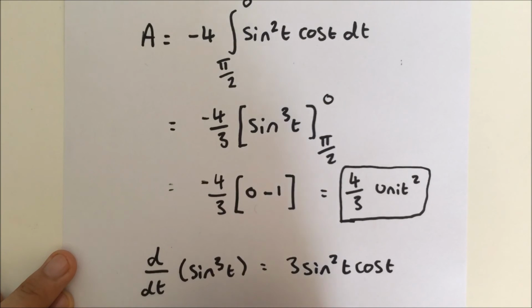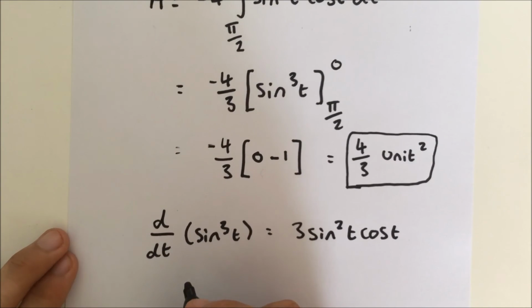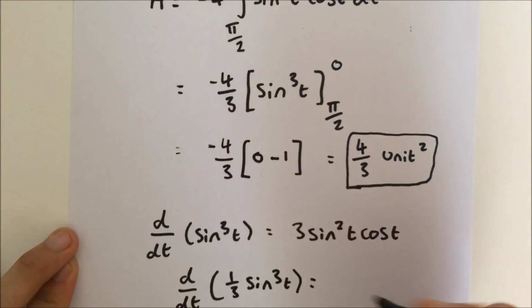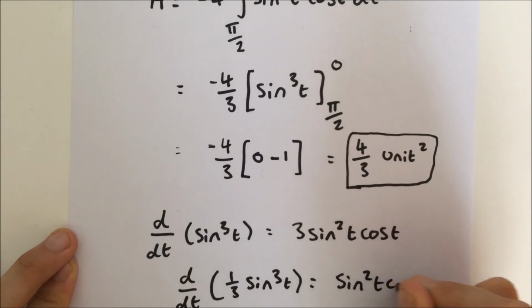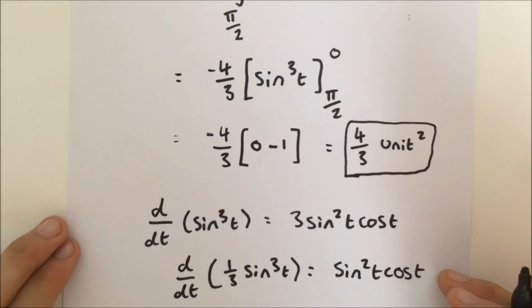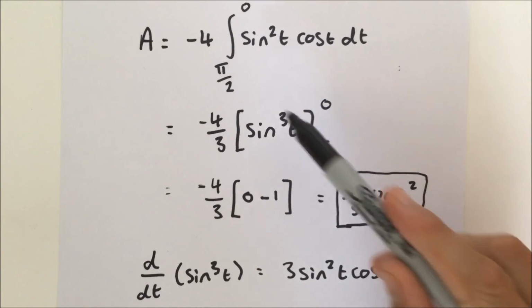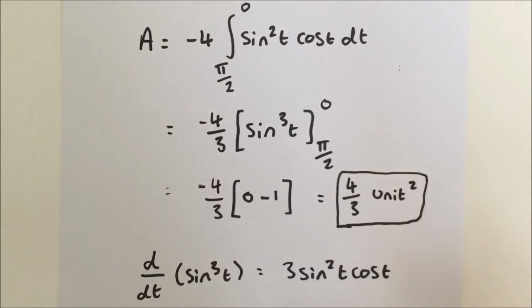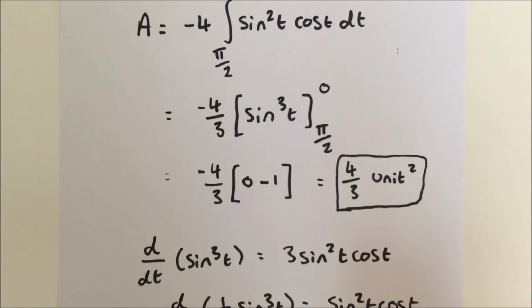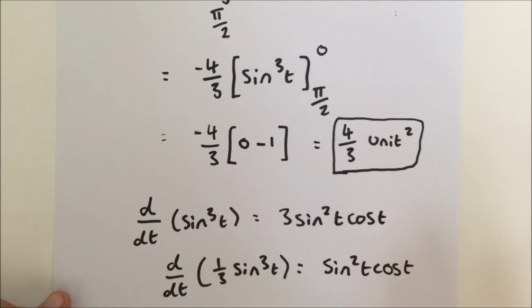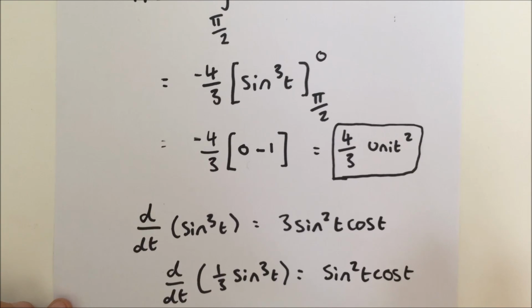If we differentiate 1/3 sine cubed t, we get sine squared of t cosine of t. And therefore the integral is 1/3 sine cubed of t, but we bring the third out, so it gives us negative 4/3. Pause that if that doesn't quite make sense. But there you have it. We have integrated a parametric equation. Hope that helped.